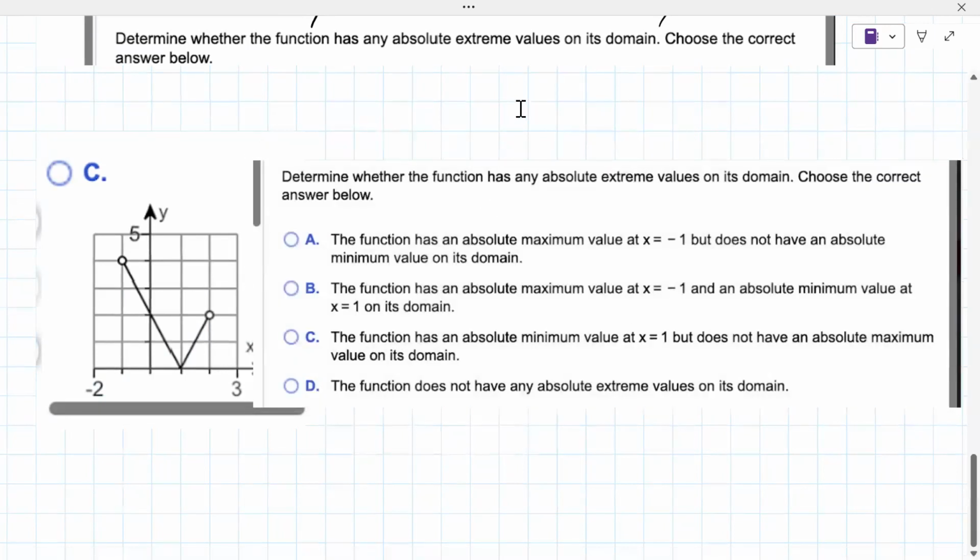All right, determine whether the function has any absolute extreme values on its domain. So what it's really asking is, does it have a min? Does it have a max? Okay. What do you say when you see this graph? Does it have a min? Does it have a max?